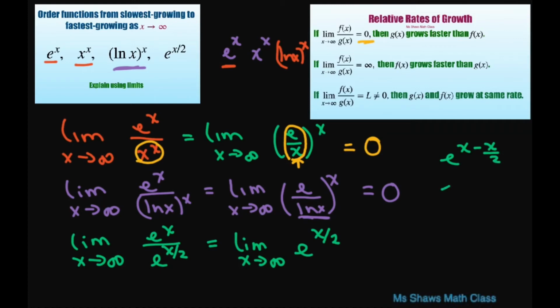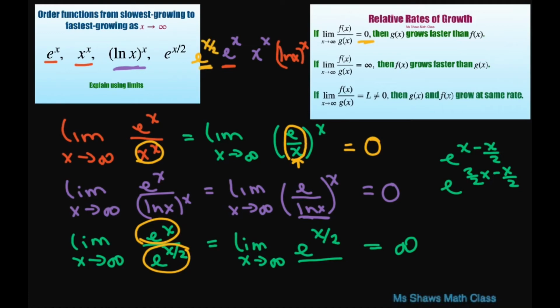And you can just write this as e to the 2x minus x, divided by 2. So that gives you that. Now that goes off to infinity. So that means e to the x grows faster than this. So e to the power of x divided by 2 grows slower. It's the slowest growing. Now let's compare those two, because we don't know what order those two go in.